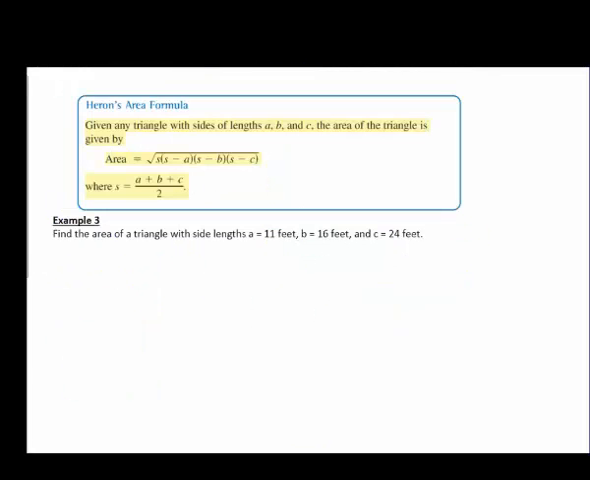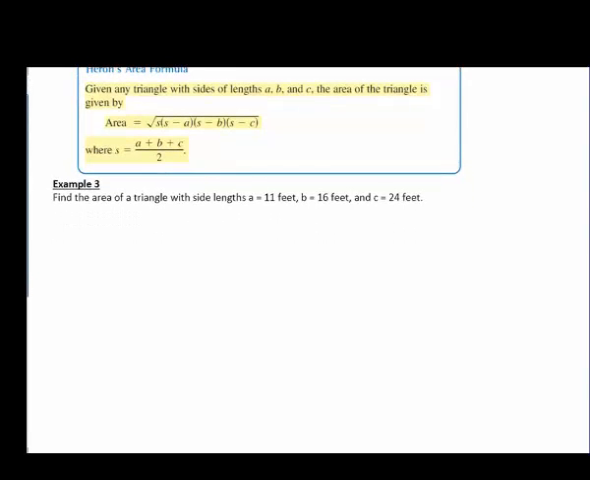Let's take a look at how we can use Heron's area formula, and this is based on the law of cosines. All right, so whenever we're going to try to find an area of a triangle, and we're only given the side lengths, we have this formula where the area is equal to the square root of the product of the semi-perimeter, which is the sum of all the side lengths divided by 2, times the semi-perimeter minus each of those legs.